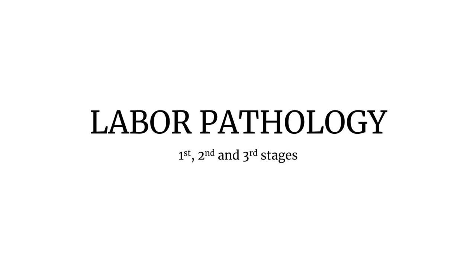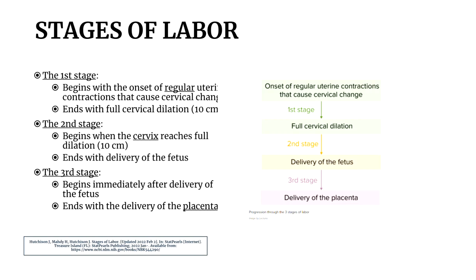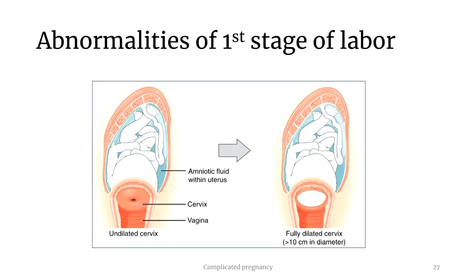Labor pathology: first, second, and third stage. The first stage begins with the onset of regular uterine contractions that will cause cervical changes. It ends with the full dilation of 10 centimeters of the cervix. The second stage begins with the full dilation of the cervix and ends with the delivery of the fetus. The third stage begins immediately after the delivery of the fetus and ends with the delivery of the placenta.